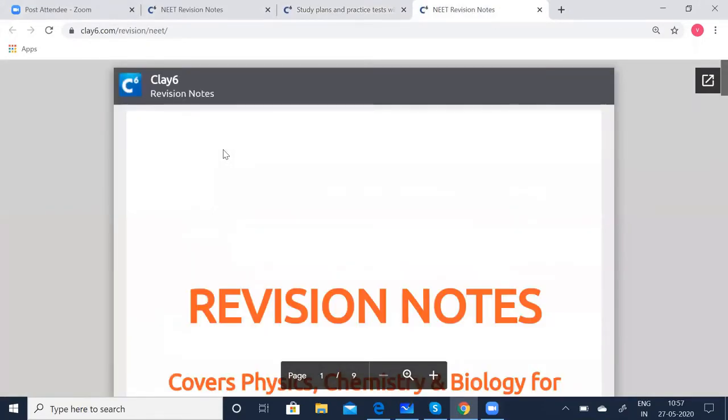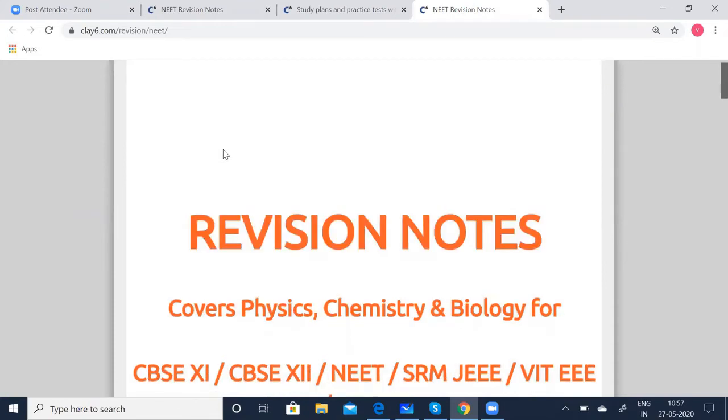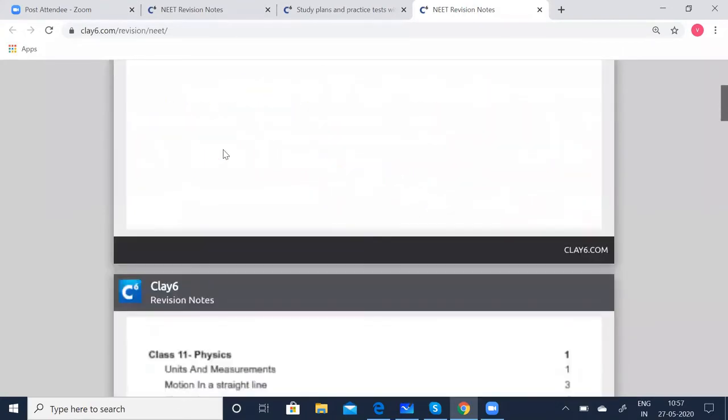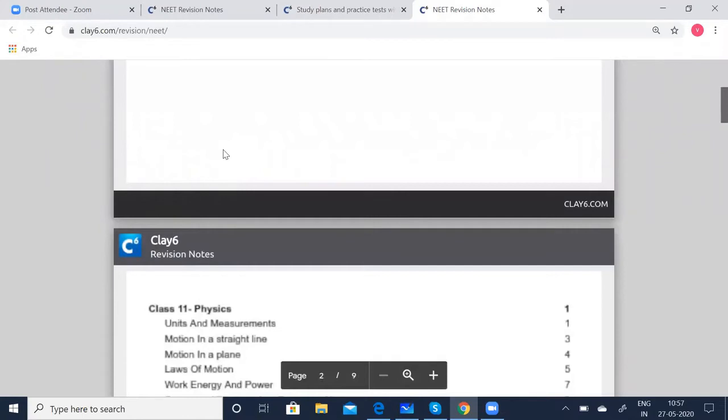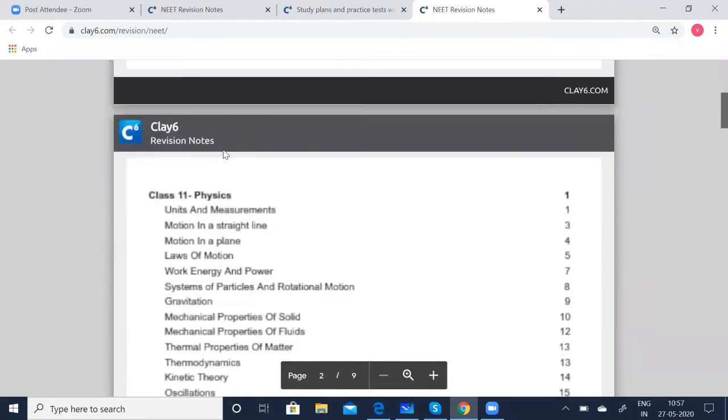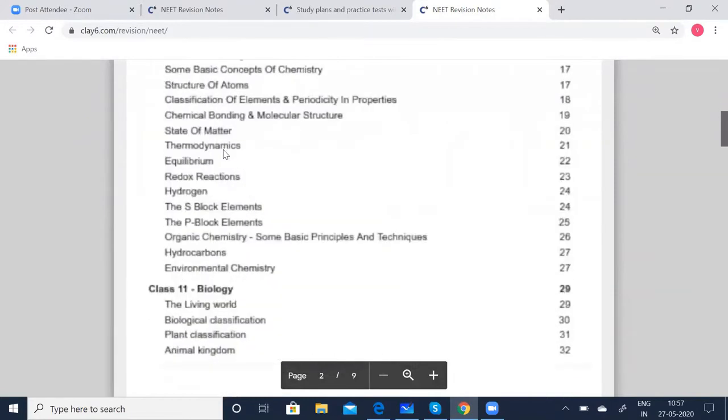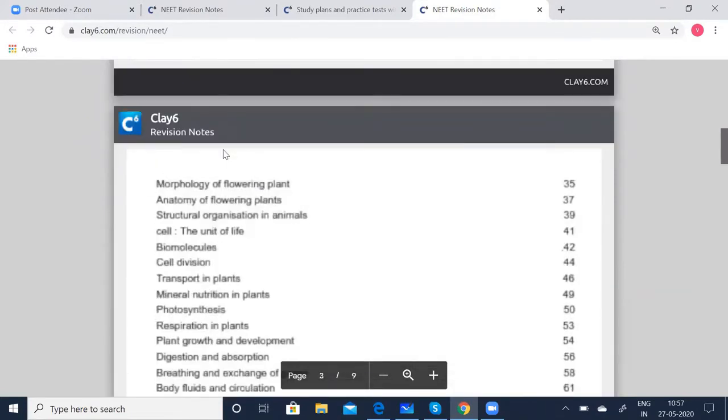Revision notes is nothing but all the important formulae and concepts for all the 3 subjects, physics, chemistry, and biology. Everything has been summarized. It's made easier for you. If you go through the revision notes, page by page, line by line, it is enough for you to crack the NEET exams very well. We have done it chapter wise, of physics, chemistry, and biology, right from the first chapter to the last chapter.